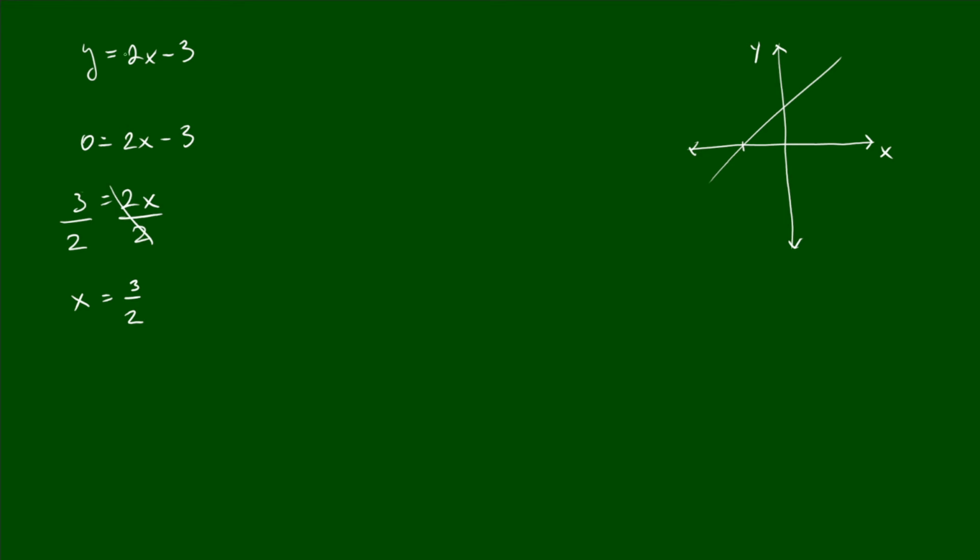Well, if you set x equal to 0, you have 2 times 0, that's just 0, and then you have 0 minus 3, which is -3, which is what you already have written there. You don't need to do all those steps. You can just say that y equals -3 is the y-intercept.